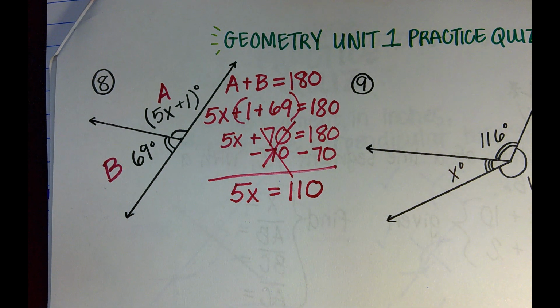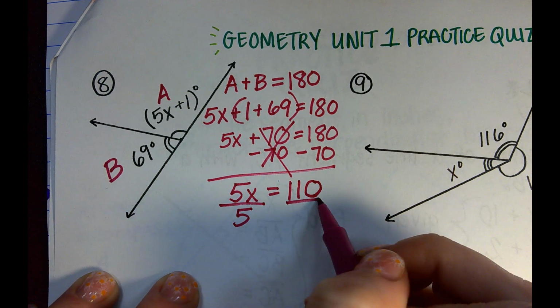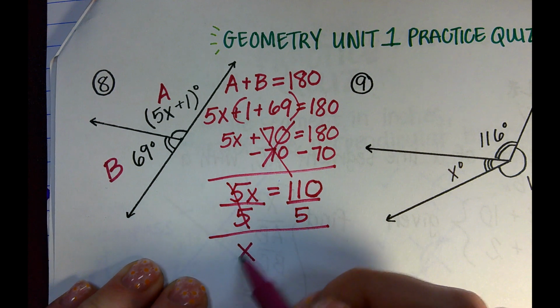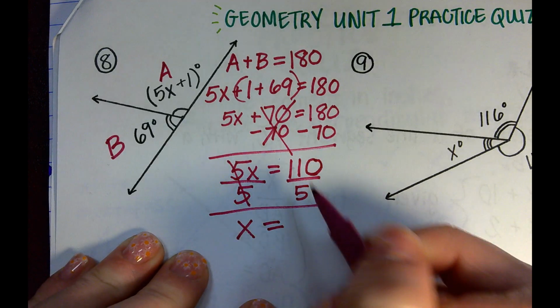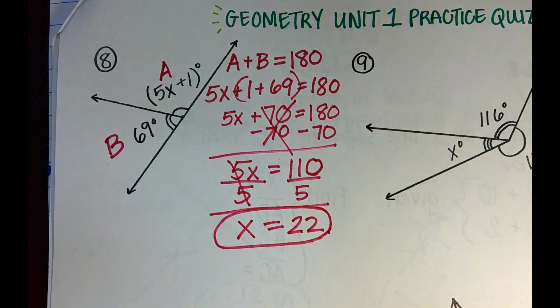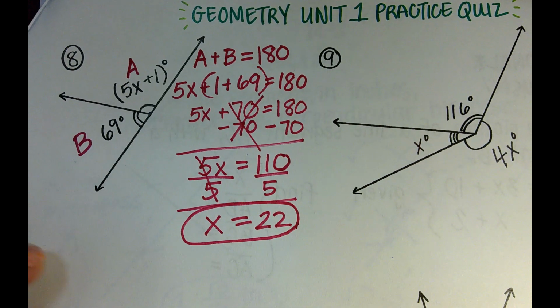Okay, let's let everybody get there. So now that we have 5x equals 110, what is the last step? Divide by 5 on both sides. X equals, you said 22? Yeah, 22. Amazing. Everybody got number 8? Perfect. Let's look at number 9.